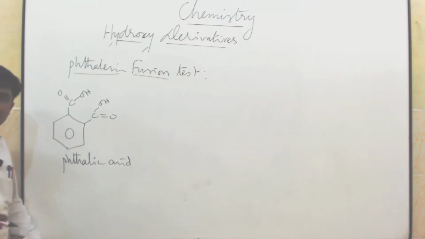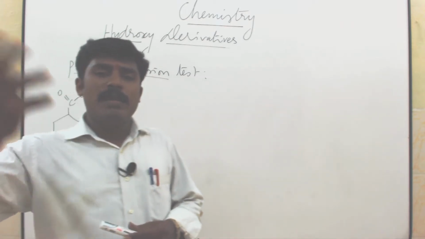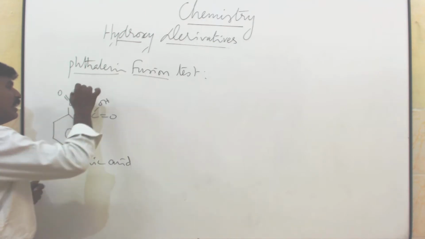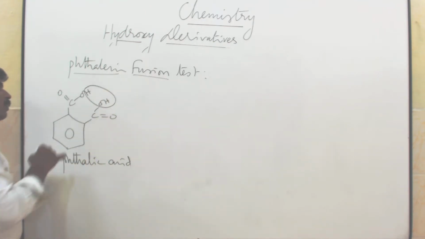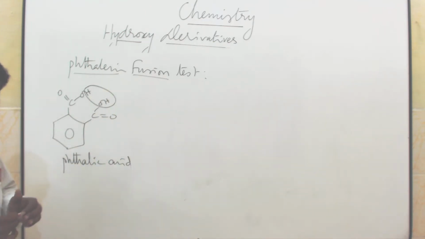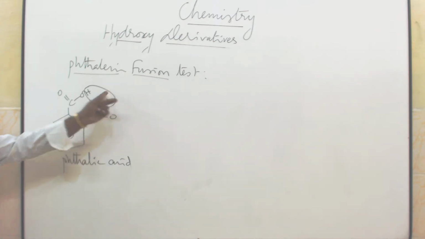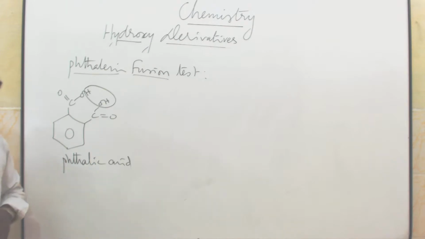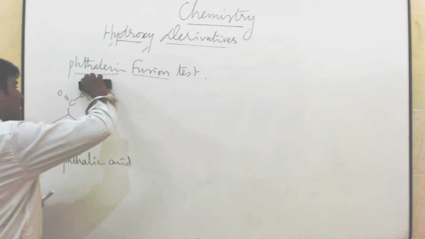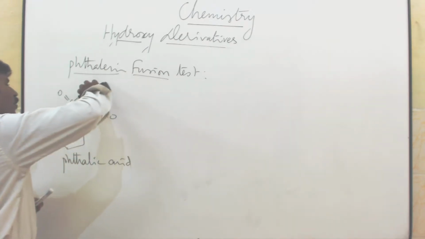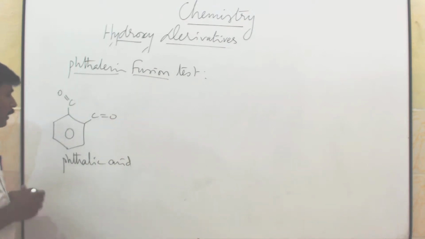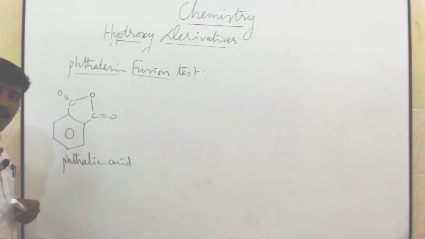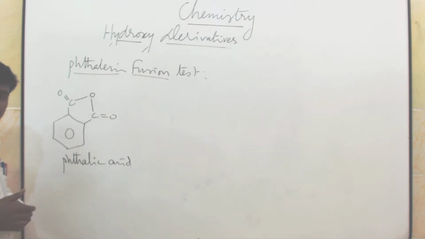What do you mean by anhydride? Anhydride means there is no water molecule, or from the removal of water. So from phthalic acid, we are going to remove one water molecule. The remaining is phthalic anhydride. So if you remove one water molecule, what is the remaining part? Only O in the middle. I am going to write now phthalic anhydride, so that the O is only present in the middle. This is nothing but phthalic anhydride.